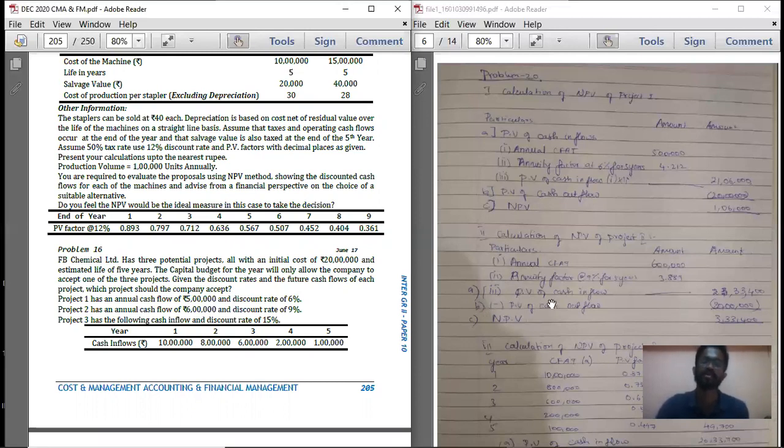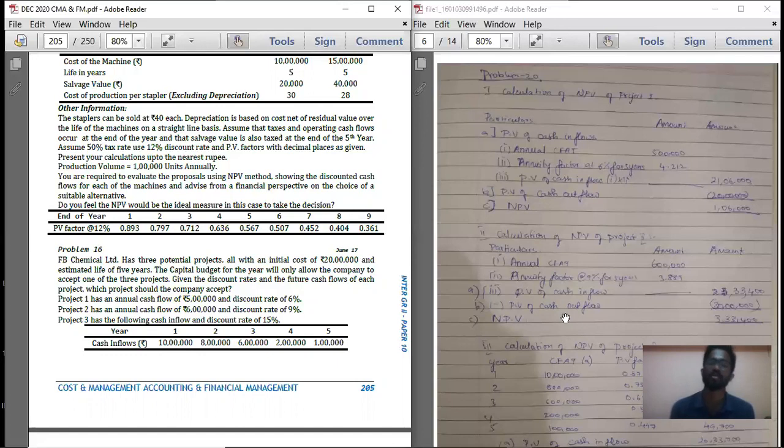Now below that small a, record small b: less present value of cash outflow. How much are you spending today? Today the initial cost is 20 lakhs. So within bracket, next to the present value of cash outflow, 20 lakhs into 1. In the outer amount column, record 20 lakhs within bracket.